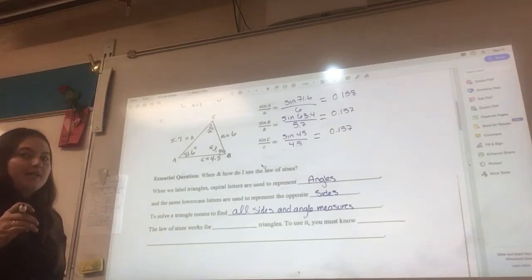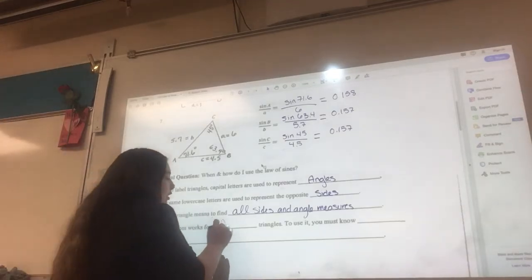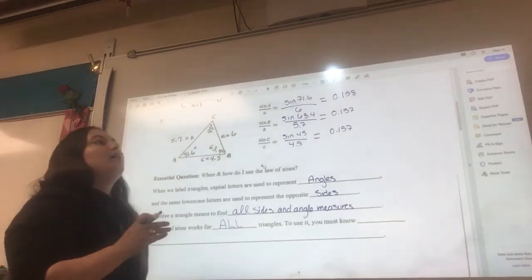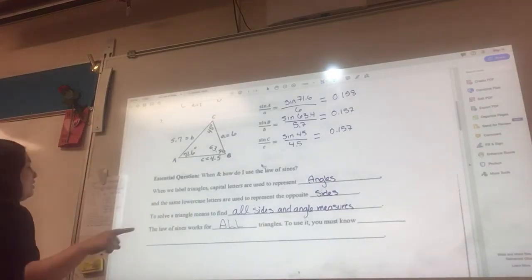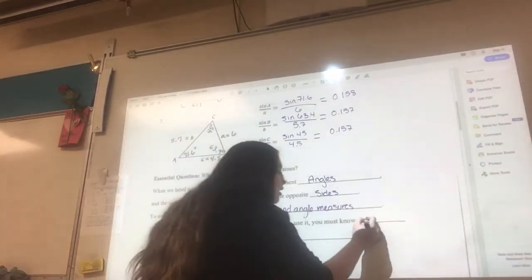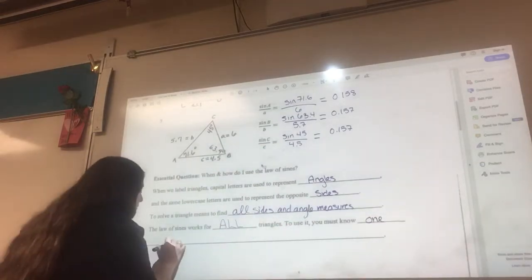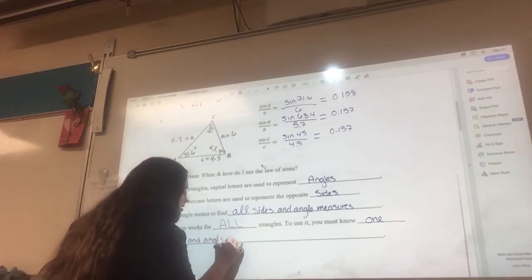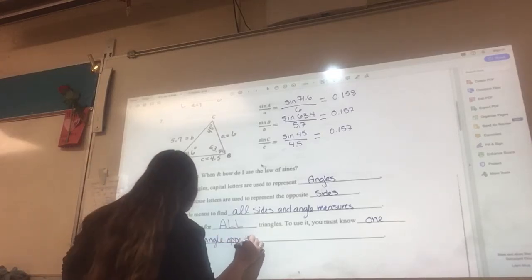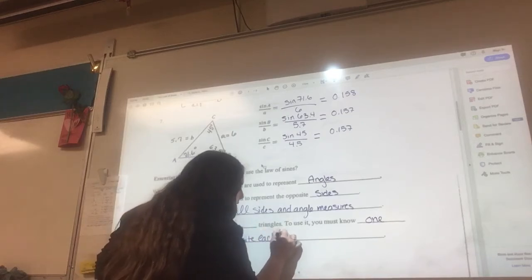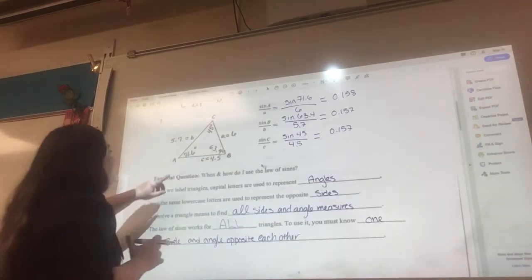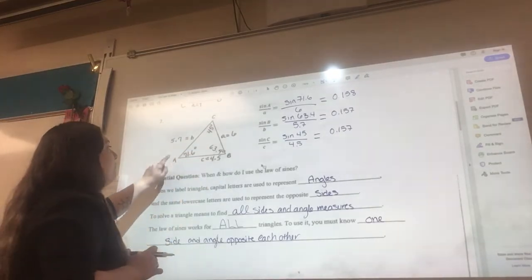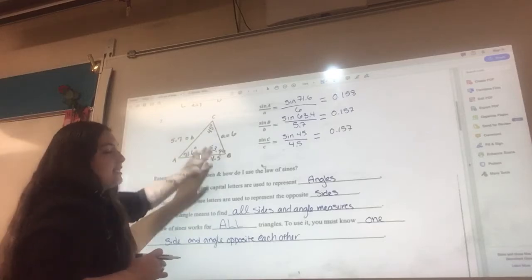So law of sines works for all triangles. That's why we're learning it, so that we don't have to just say, oh, it's not a right triangle, I can't do it. To use it, you must know one side and the angle opposite of each other. What that's saying is if you know big A, you should know little a if you're going to use it. So you have to know that big A and little a go together, or B and b, and C and c.